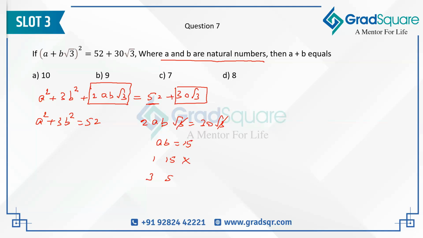If you look at 3 and 5, 5 square, which is 25, into 3, will become 75. So B cannot be 5. So can B be equal to 3? Let's try this. If B becomes 3, then A becomes 5. So this value will become 25 plus 3 times 3 square, which is 9. Is it equal to 52? Yes, 27 plus 25 is equal to 52. So we now very clearly have our value of A as 5 and our value of B as 3. They are asking you the value of A plus B. A plus B turns out to be equal to 8, right? So that will be the answer for question number 7.